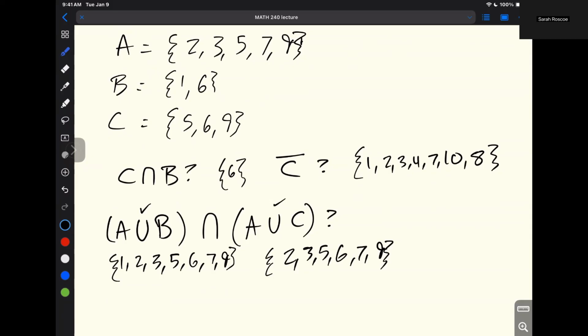Set operations are binary operations, so we only do them with two sets at a time. We do these two first and then these two second, so we're not doing four all at once. Now that we've got two sets, we can intersect. Let's see, I think just this one has a 1. The other doesn't have a 1. And so the intersection is just 2, 3, 5, 6, 7, 9.